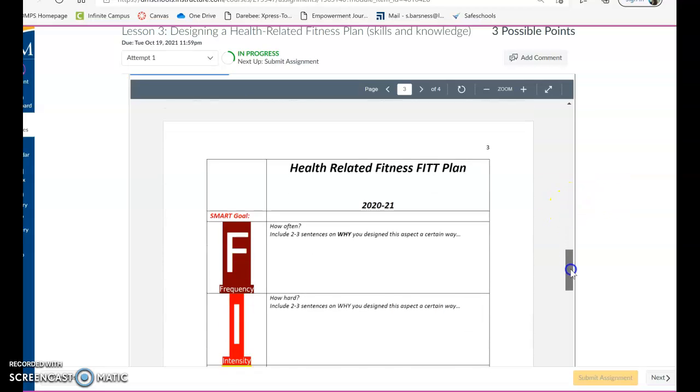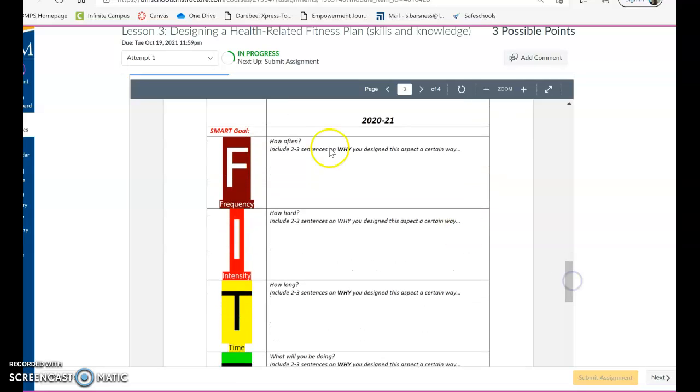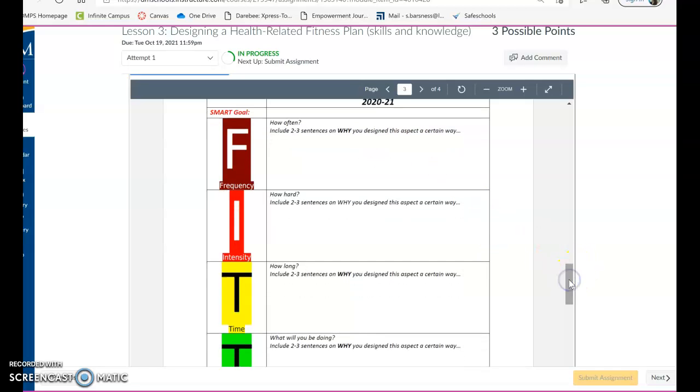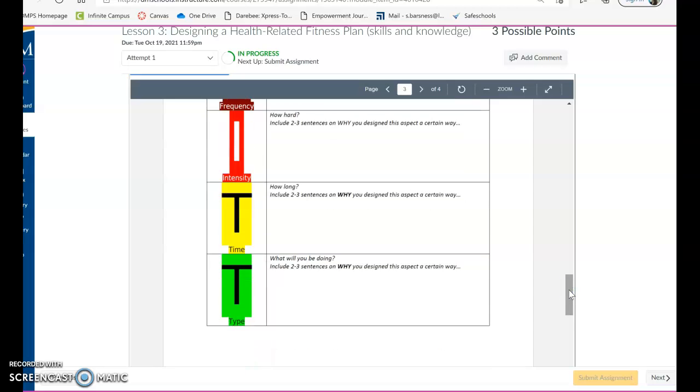Then you're going to see another familiar sheet, which is a FIT plan. So here, you're going to copy down their SMART goal from above, and then create a plan based on your knowledge that is able to help them reach their final SMART goal. So frequency, intensity, time, and type. And a couple tips when you're here: think about the components of fitness that we've learned: cardiovascular, muscular strength, muscular endurance, flexibility. How can you interact all of those components to create their FIT plan?